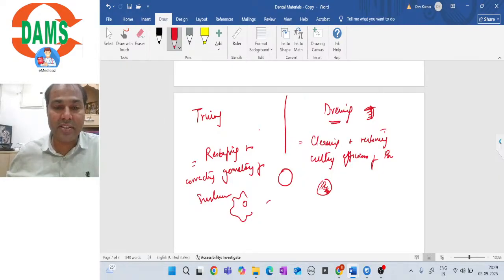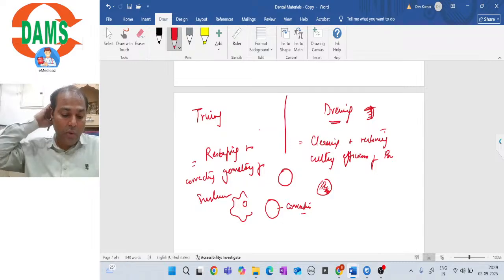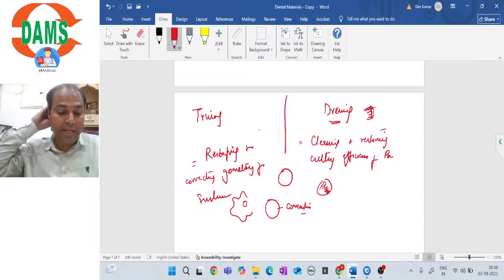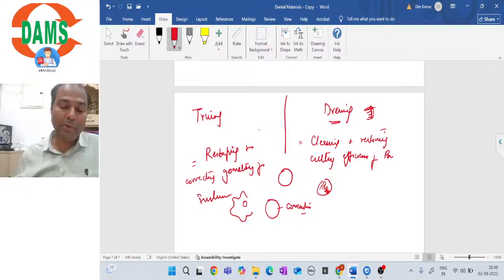So a perfect circle while rotating, that means it has to be concentric. It cannot be eccentric. Now how to do it, how to reshape it, how to true it? So it prevents the vibration and ensures the accuracy in grinding.